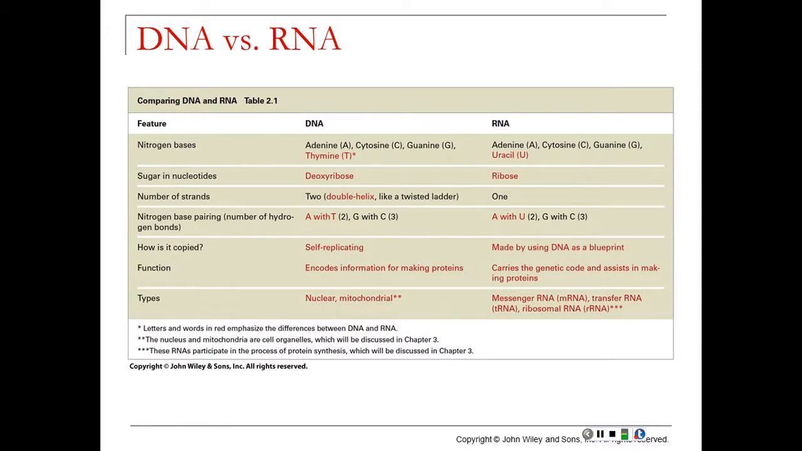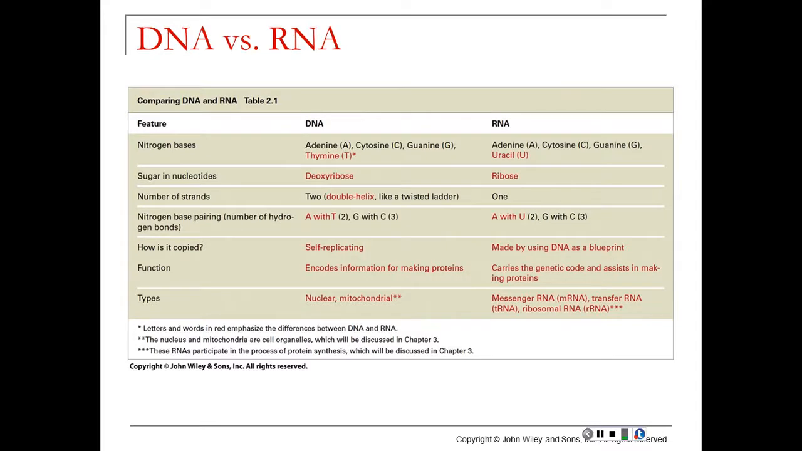The sugar that makes up these nucleotides is deoxyribose in DNA, hence the term deoxyribonucleic acid, as opposed to ribonucleic acid, which has the ribose sugar. DNA is a double-stranded molecule. It's a double helix, 2 sides of a twisted ladder, whereas RNA is not a twisted ladder. It's literally just half of a ladder, and it's a very short ladder as opposed to DNA, which is very, very, very long.